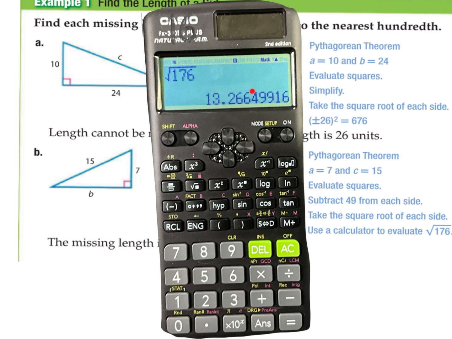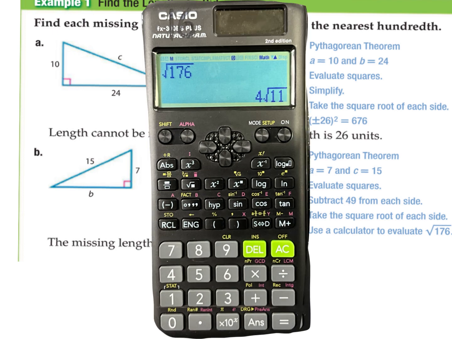So if you see this on the calculator, you might have to hit this button. That's the S-D button. That means it changes from fractions to decimals or decimals to fractions, or square roots to decimals, or radicals to decimals, or decimals to square roots. So if you hit that button, it'll change it to your simplified form of the square root of 176, which is 4 square root of 11.